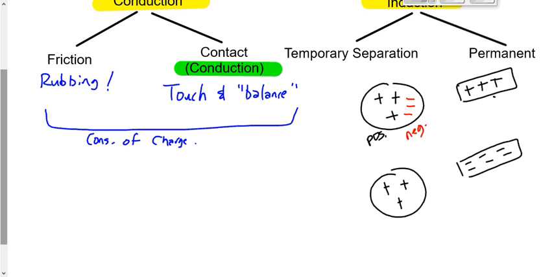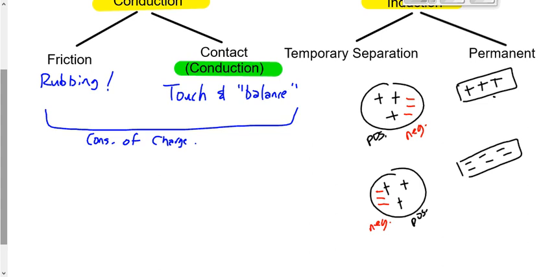Yeah, they're going to be pushed away to the left. So they're going to go over here. That leaves us with predominantly a negative side on this side, and predominantly a positive side over here. Once again, a separation of charge that is temporary, because when I take this charging object away, the electrons are going to be randomly distributed again and be even.